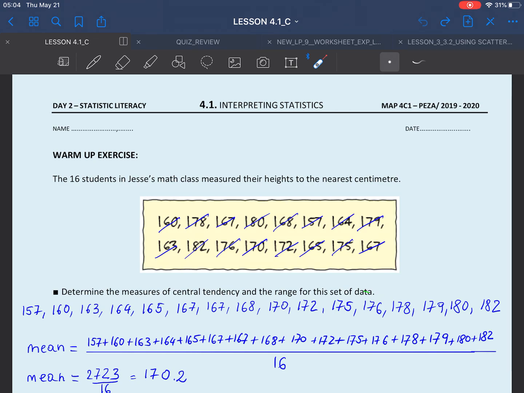Hello everyone. Today we'll talk about interpreting statistics. And I thought it would be a good idea if we started off with this warm-up exercise so we can review together what we learned last class.